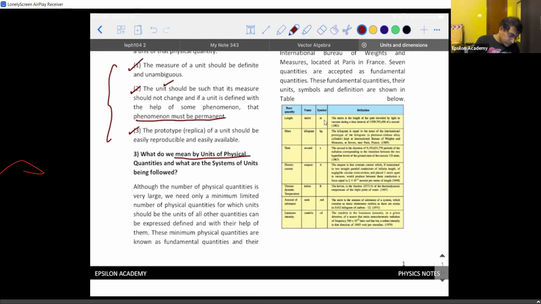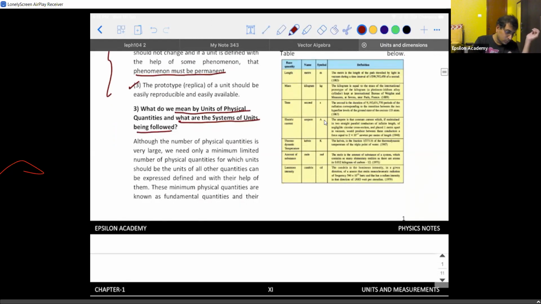Next, what are the units of a physical quantity, and what are the systems of units being followed? If I ask how many physical quantities there are, can you categorize them and tell me an exact number? Obviously not, because we keep hearing about new things every day. For all newly invented physical quantities, we need to associate certain units, and follow systems so that whatever you communicate, others can understand.